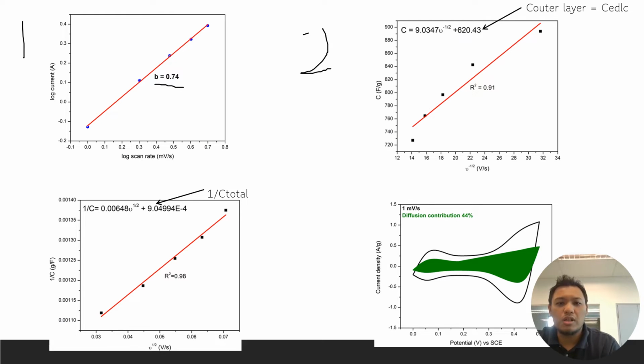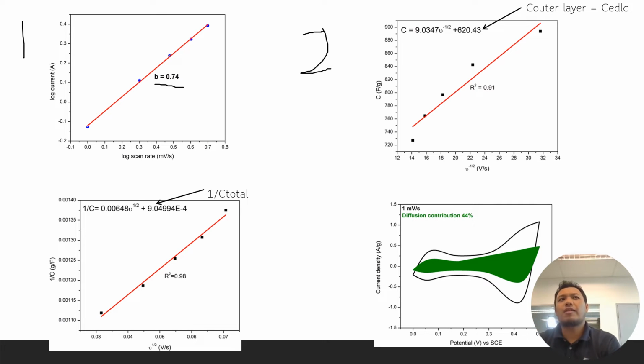Step number 2: you need to plot the capacitance, in farad per gram, versus scan rate to the power of negative 1/2. When you plot this graph, you use the correlation to fit the linear line, and you get y equals mx plus c. Your c, the y-intercept here, is the capacitance of the outer layer. Because in this case, you have two types of capacitance, the outer layer and the inner layer.